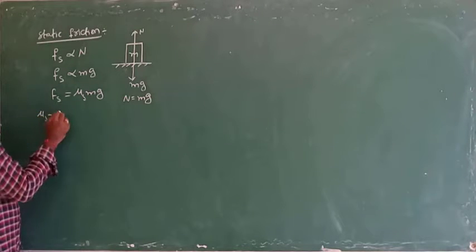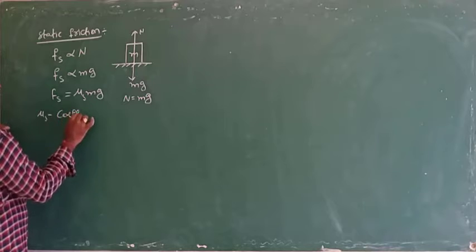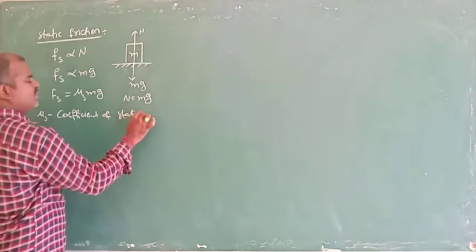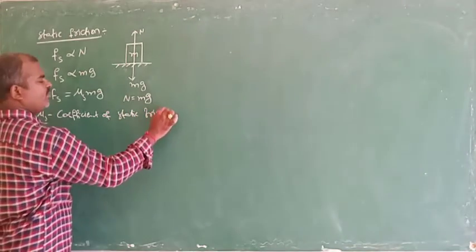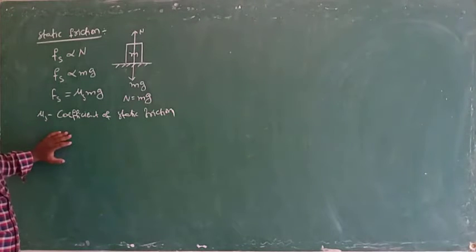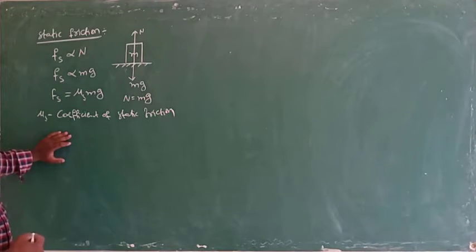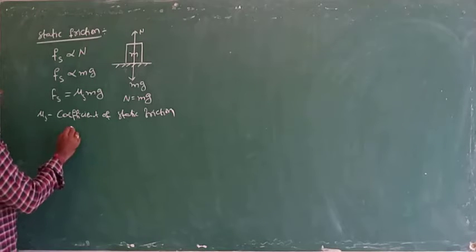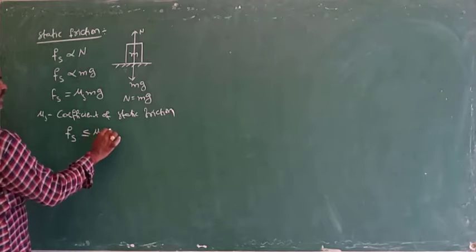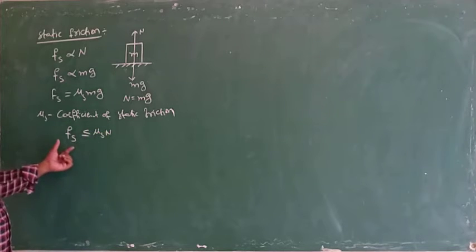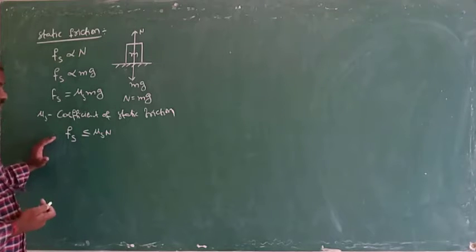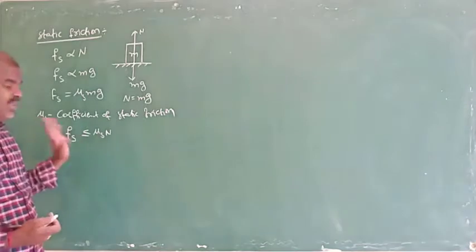Here mu s means the coefficient of static friction. Here the force of static friction is less than or equal to mu s into N. The force of friction is less than or equal to mu s into N.